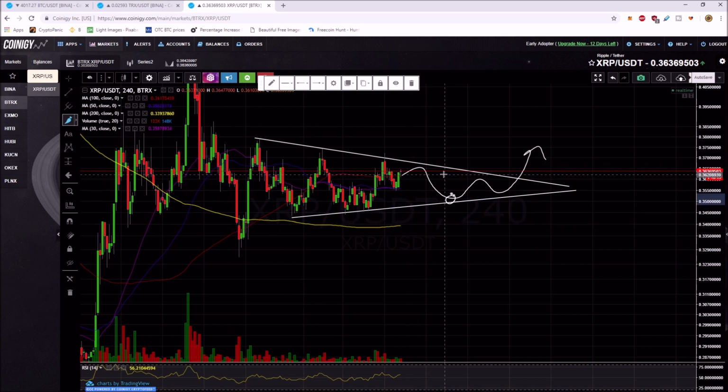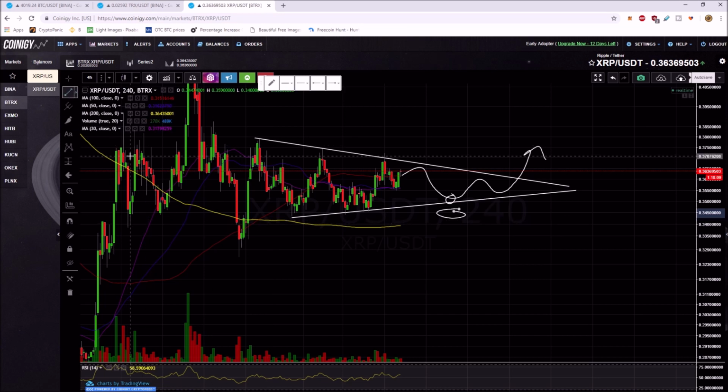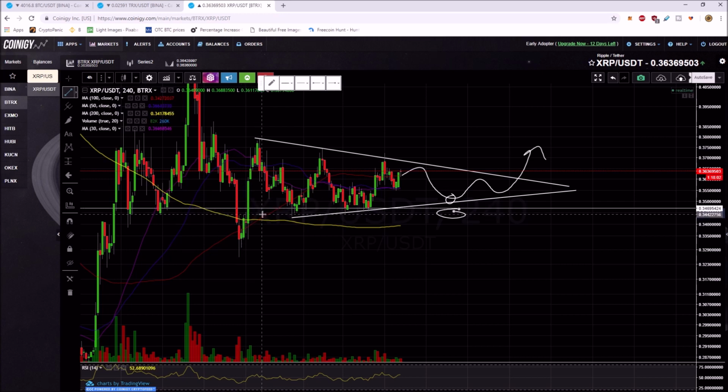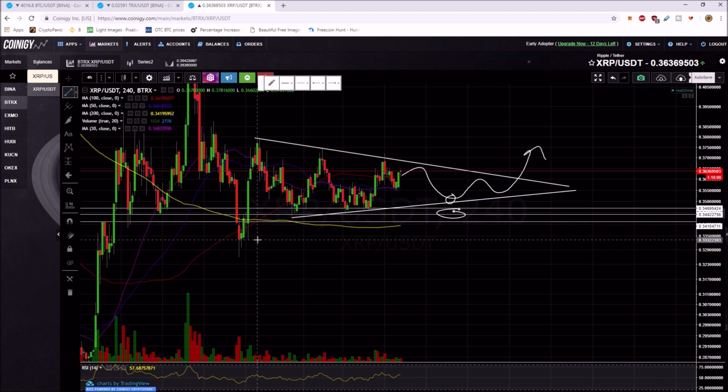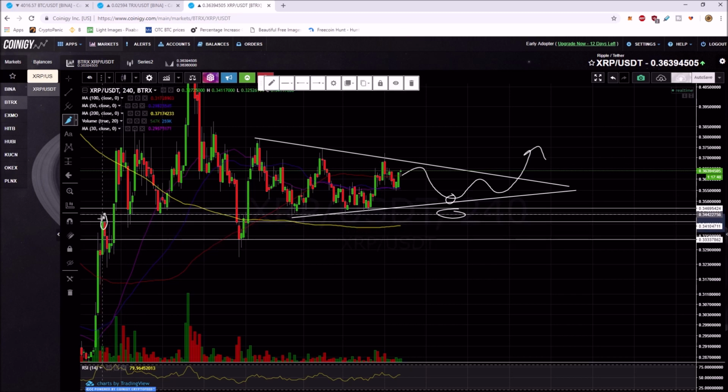Now, XRP. You could buy here and put your stop loss down here. When you're setting your stop loss, you've got to go through it. Watch the video on support and resistance, drawing support and resistance. You've got support here, support here, support here, and there's probably a lot more support if you go back over here. But how do you find this support? The price ran up here and then got rejected. Price came down here and bounced off here.